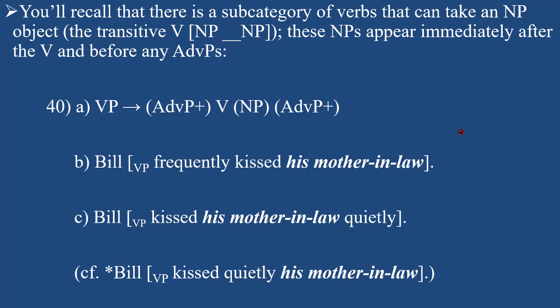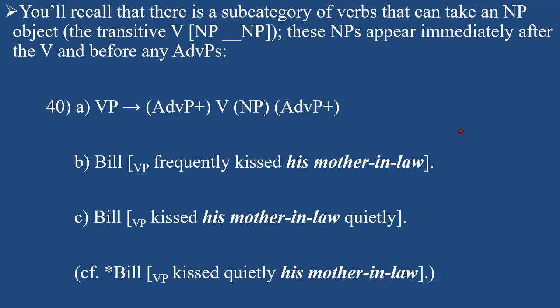So we'll recall that there is a subcategory of verbs that can take an NP object, the transitive verbs. The verbs that we have talked about now are just intransitive verbs. But we also have transitive verbs, verbs that require another NP. These NPs appear immediately after the verb and before any adverbs. So to revise our rule again, VP consists of a number of adverbs, a verb, an optional NP, and a number of optional adverbs.